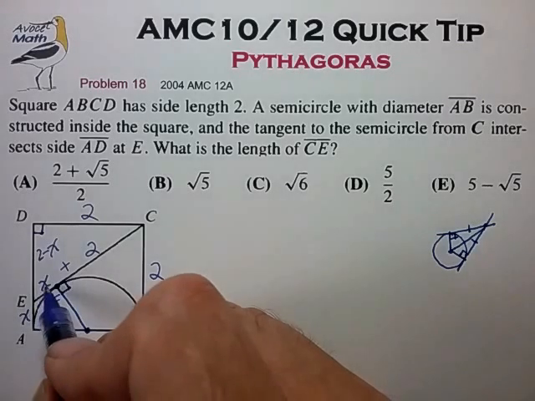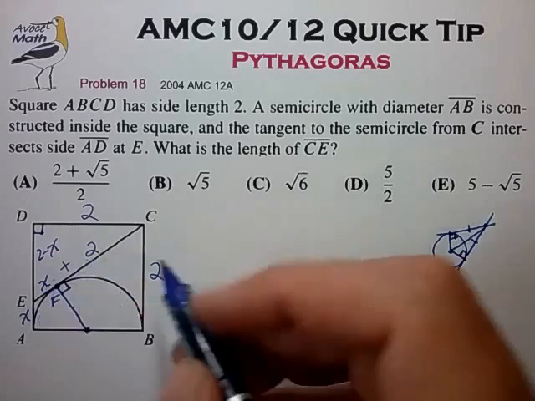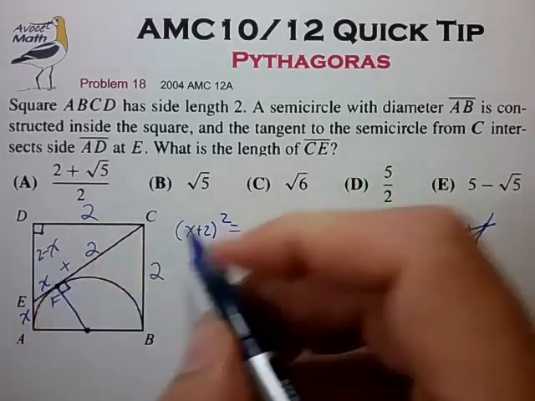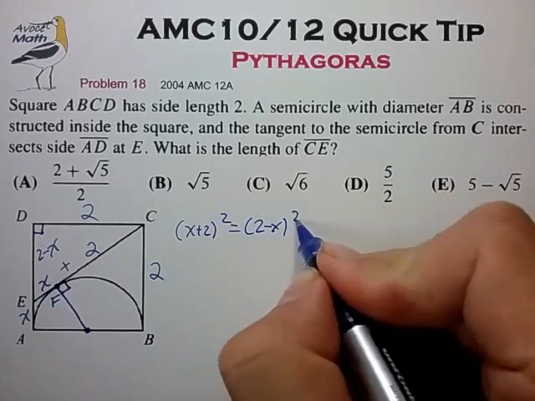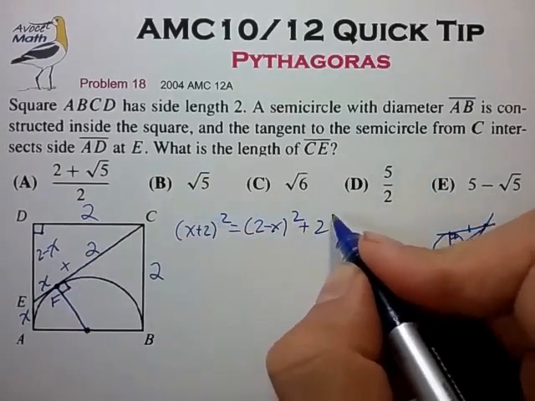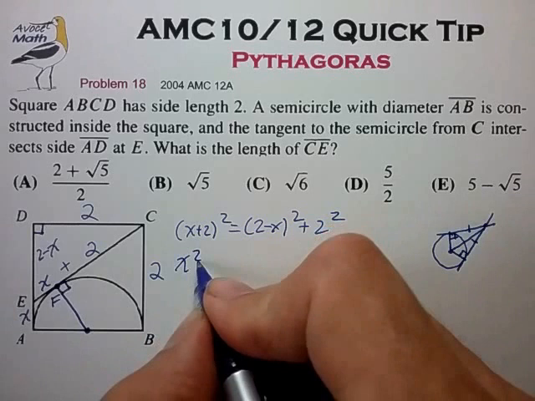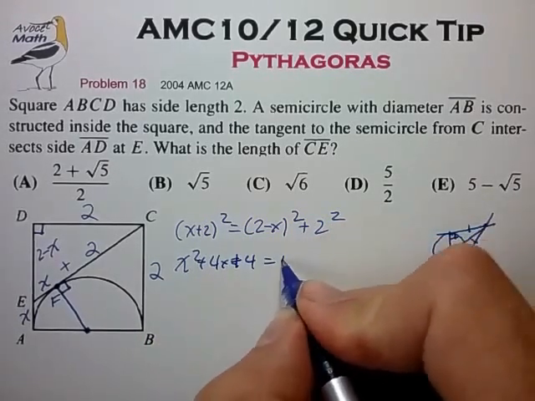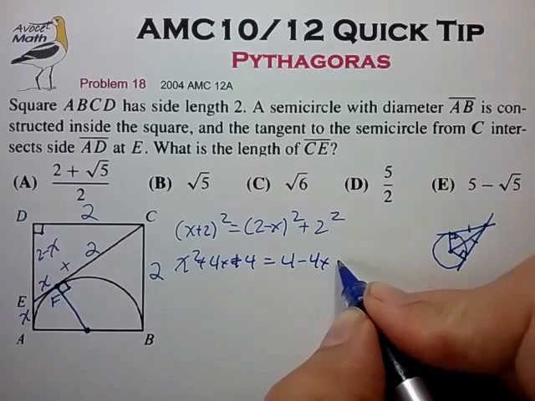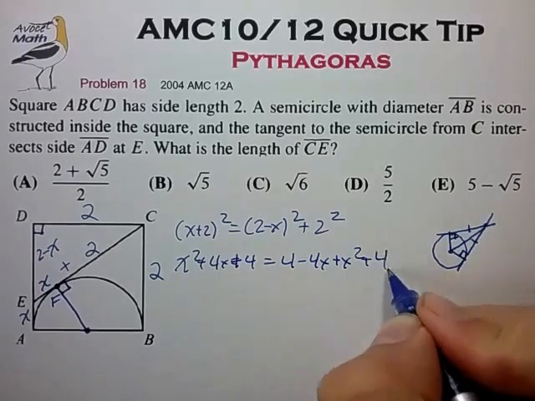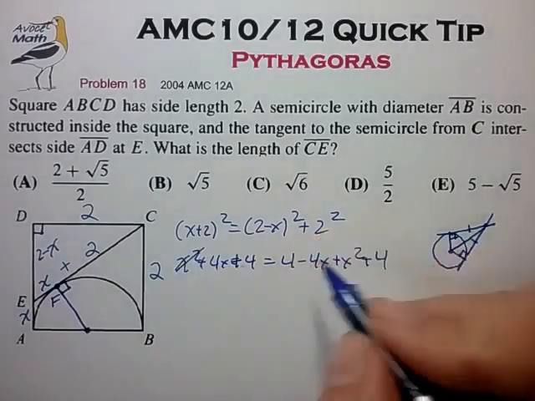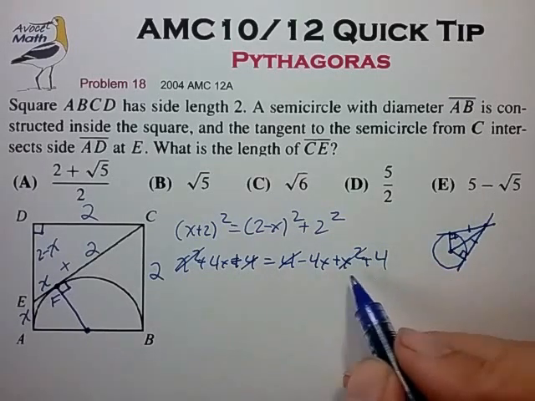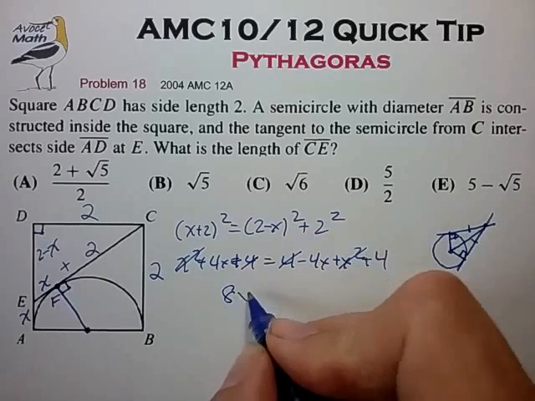So let's go ahead and do that. So we have the hypotenuse, X plus 2 squared is equal to this leg squared plus this leg squared, and we can expand that. X squared plus 4x plus 4 is equal to 4 minus 4x plus x squared plus 4. Okay, so the x squareds drop out. That's good news. The 4's can drop out. We can bring the minus 4x to the other side.